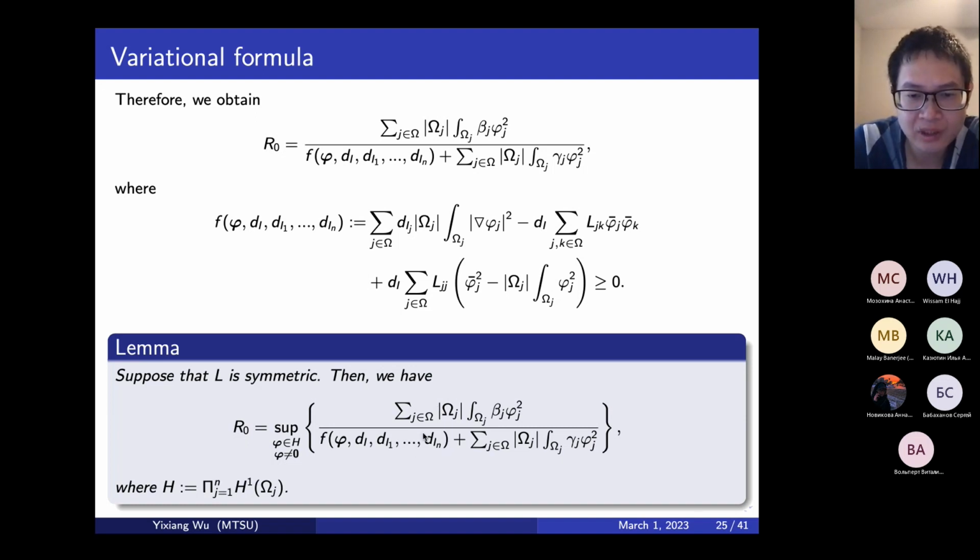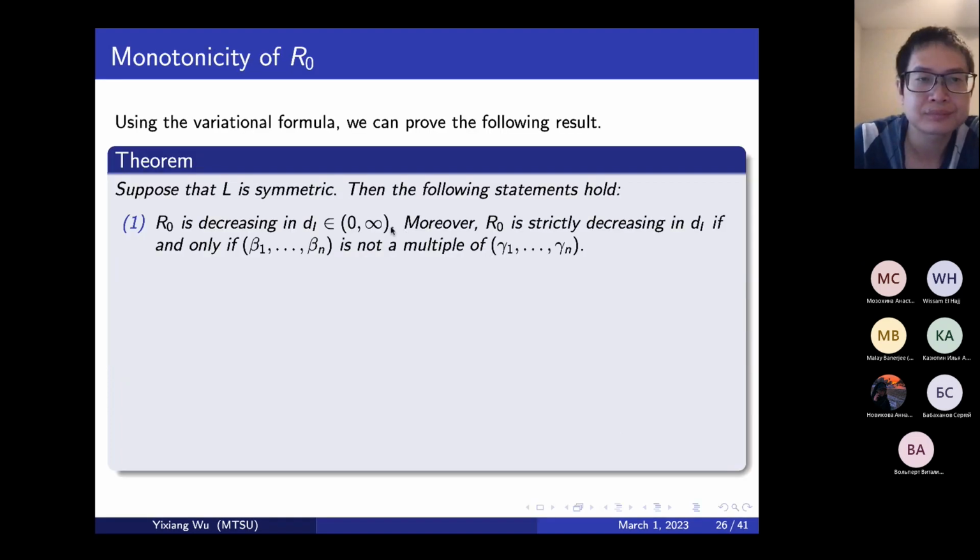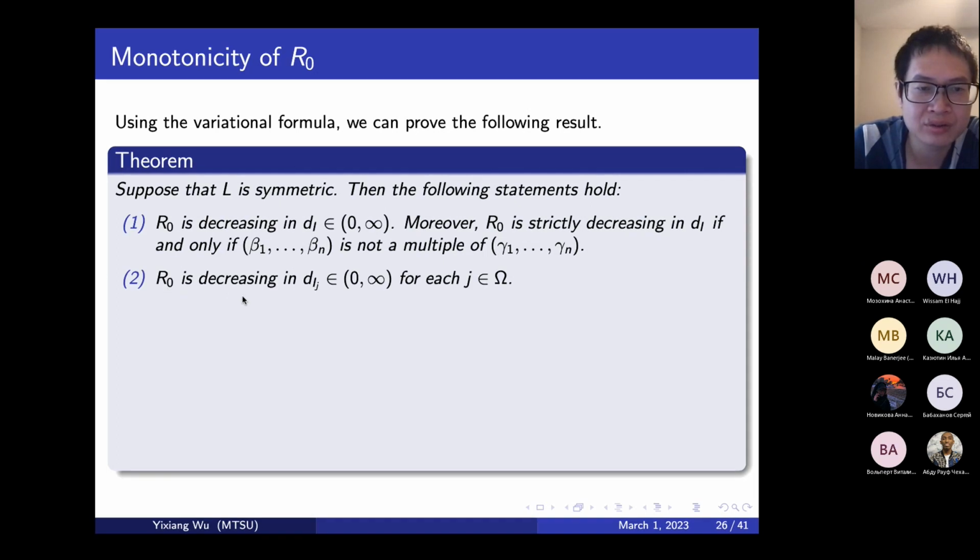Using this variational characterization of R0, we can see R0 is going to be monotone in Di and in Dij. Using this variational formula, we are able to show R0 is decreasing in Di, and R0 is strictly decreasing if and only if beta is not a multiple of gamma. And R0 is decreasing in Dij. Remember Di is the global movement rate, Dij is the local movement rate.